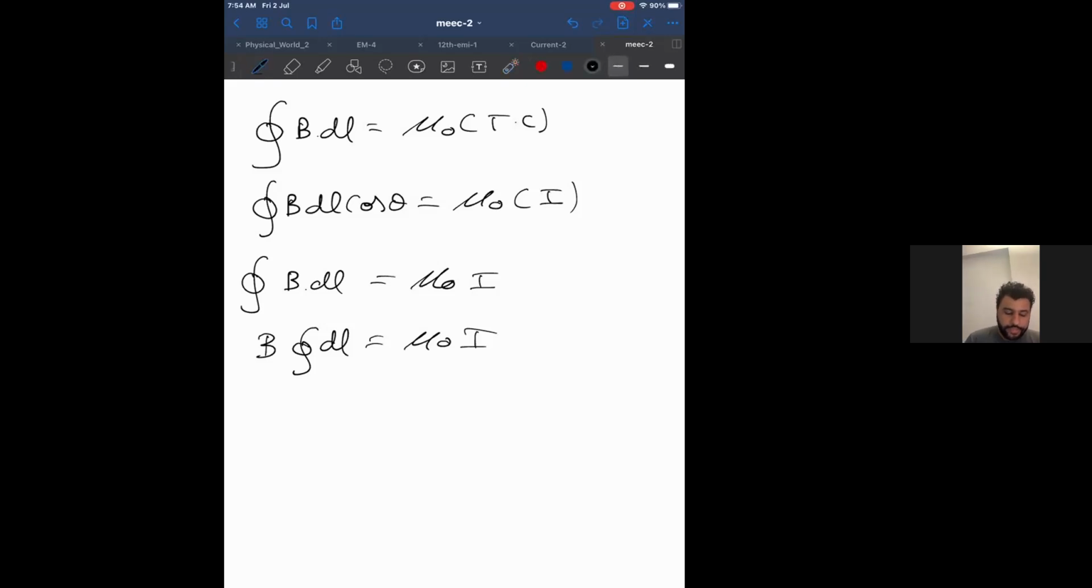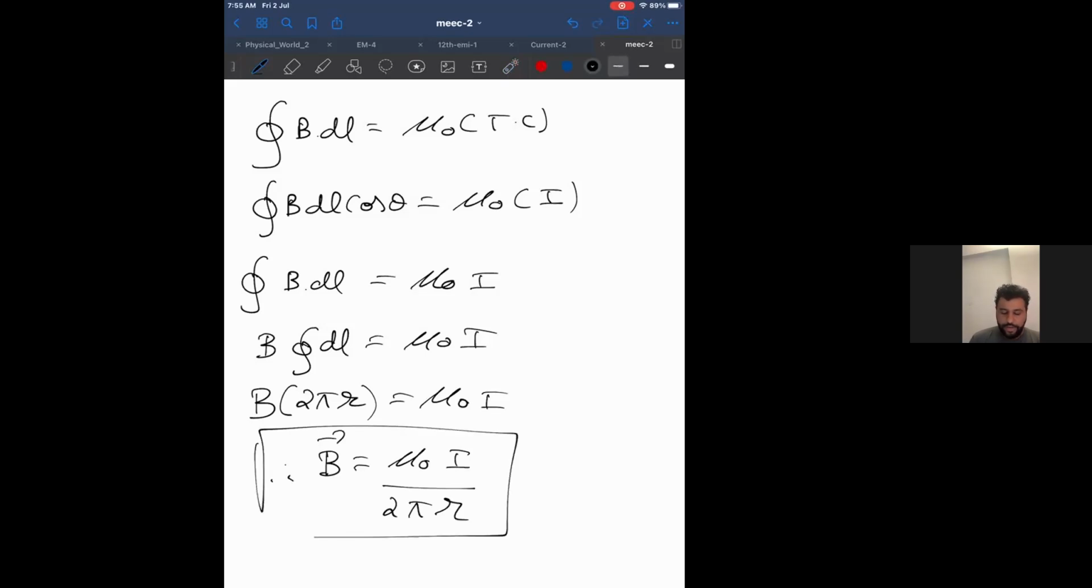Therefore, look at the screen now. Can I write B into the complete integration of all the small lengths, which gives the total length of the circle, which is the circumference of the circle, is equal to mu naught into I. Therefore, what is my magnetic field equal to? Mu naught I upon 2 pi r. Derivation is over. Did you understand this derivation?